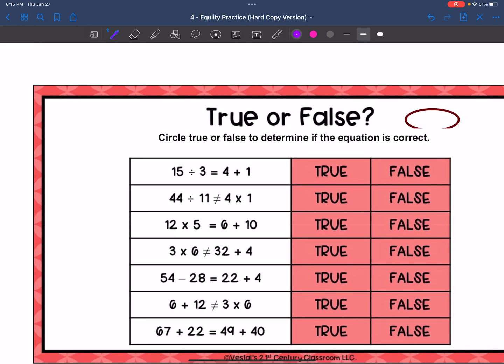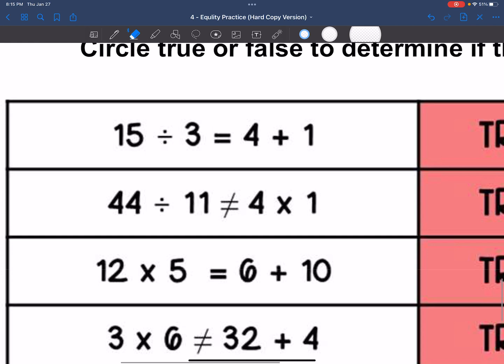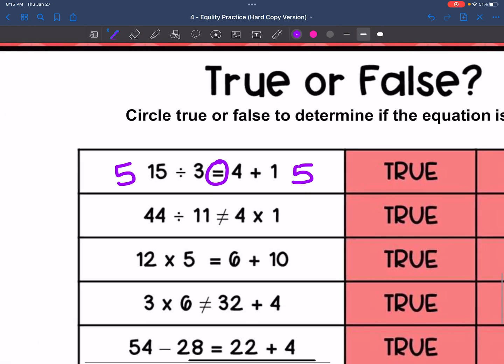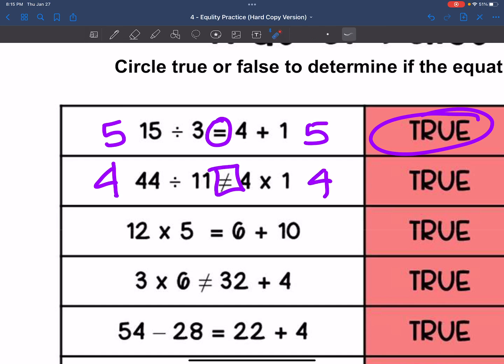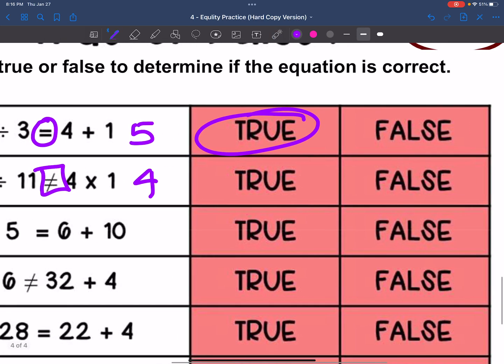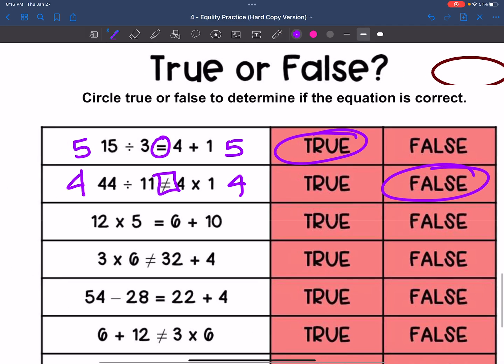All right, so be careful here. Same thing, true or false, but now we got to be careful and look at whether we have an equal sign or a not equal sign. Okay? So 15 divided by 3 is 5. So is 5 equal to 4 plus 1, which is 5? Yes, 5 is equal to 5. That is true. All right. 44 divided by 11 is 4. Is that not equal to 4 times 1? So is 4 not equal to 4? No, that's a false statement, so I'm going to put false. 4 is most definitely equal to 4.